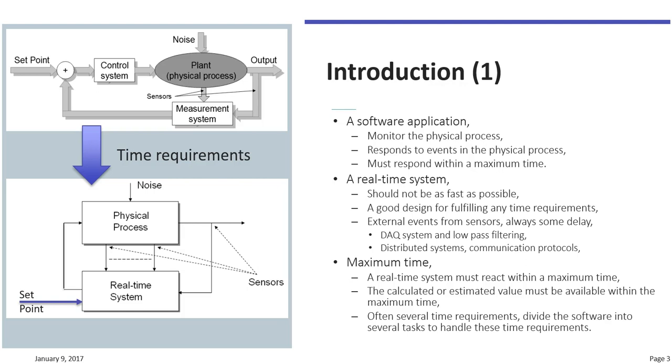Your system should react within this maximum time, and also whatever calculated or estimated values you have, they should be available within the maximum. And in order to do this, we very often divide the system into several tasks to handle these time requirements. Some systems don't have any time requirements at all, very few have only one, and many systems will have several time requirements. For example, 100 milliseconds, 2 seconds, 1.5 seconds, 10 seconds, and so on. And then you will have different tasks to handle these time requirements.